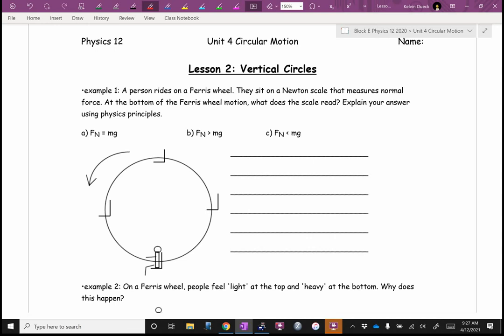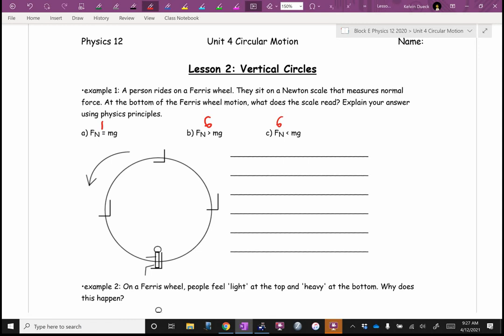Who says A? Got one? At the bottom, who says B? 1, 2, 3, 4, 5, 6. Who says C? 1, 2, 3, 4, 5, 6. Some of you didn't vote. Are they talking about the normal force in this question? Yes? You know what this is a good job for?